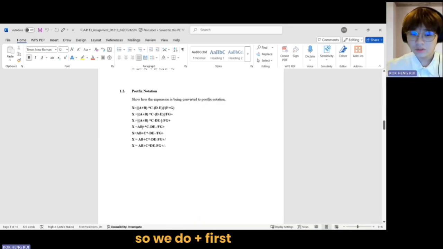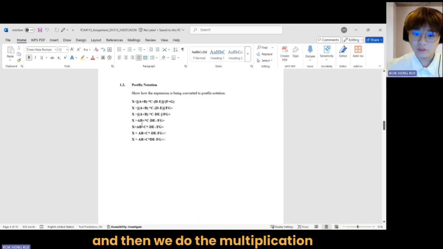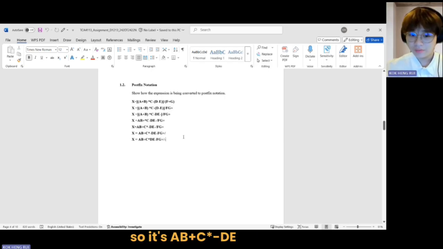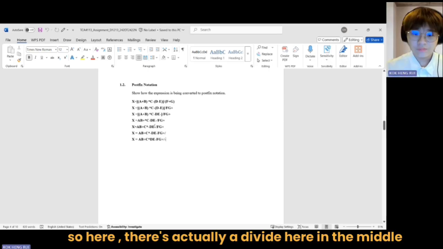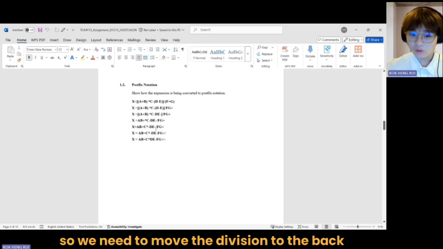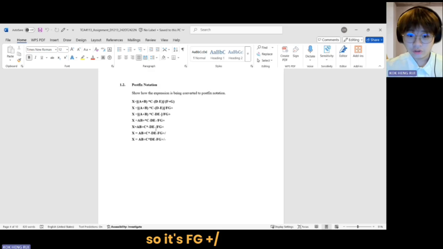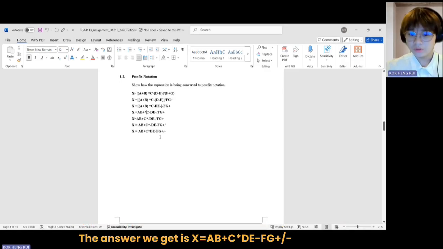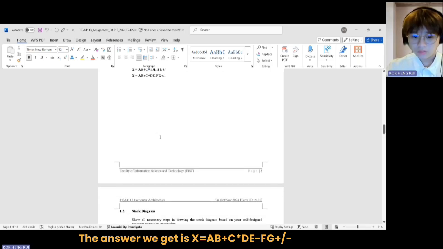So we do the addition first, and then we do the multiplication. So we put multiplication to the back. So it's C multiplied minus DE. So here, there's actually a divide here in the middle. So this one, we actually haven't solved it. So we need to move the division all to the back. So it's FG plus divide. And then you can see that there's minus. So we need to move this to the back as well. The answer we get is AB plus C multiplied by DE and minus FG plus divide and minus.